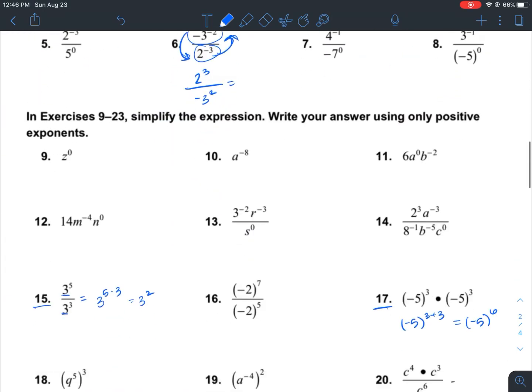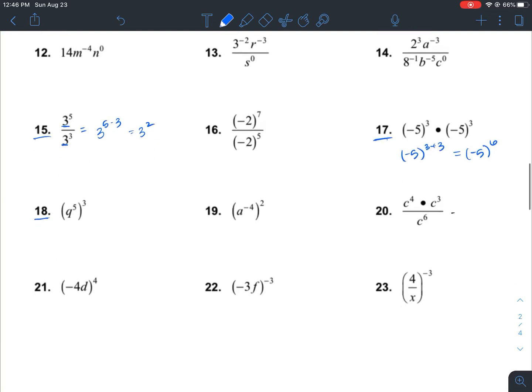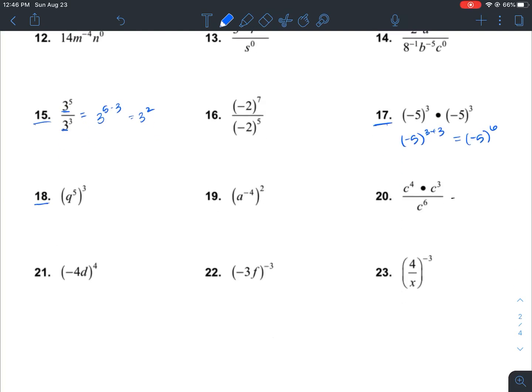Okay, let's see if we can find one down here that looks like that. Number 18. So we have q to the 5 to the 3. This is saying that we can just multiply the exponents and get the right answer. So this would be q to the 15.